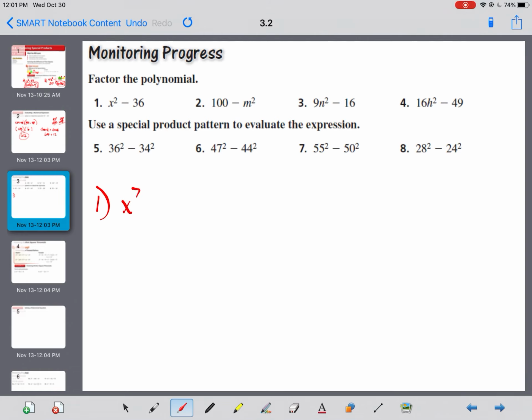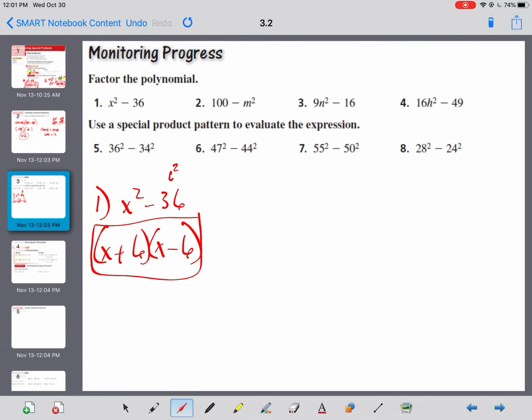All right, here's number 1. x squared minus 36. x squared is a square, 36 is a square. You could do it as 6 squared, 6 times 6. So my parentheses always get 2 with a factoring of a quadratic. I know it's quadratic because I got a squared term. Each one gets an x. One's a plus, one's a minus. Both get a 6.